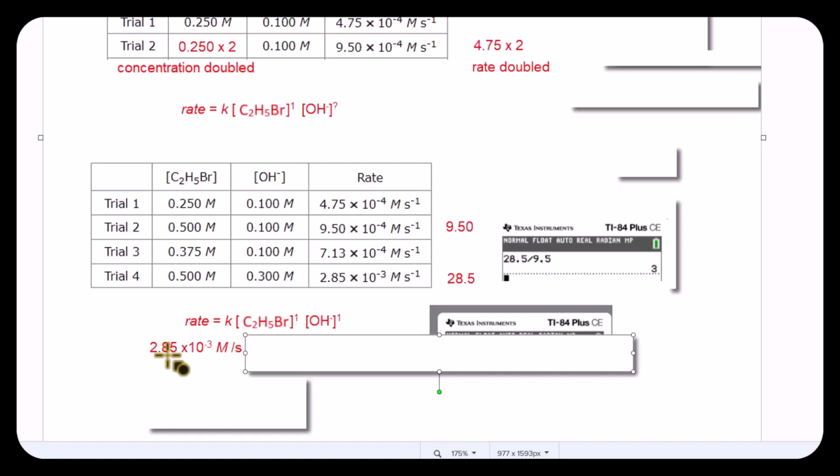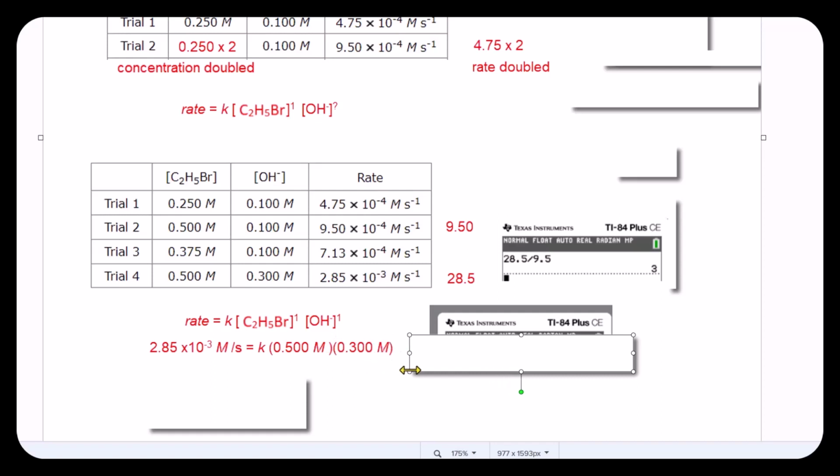When the rate is 2.85 times 10 to the negative 3 molar per second, it's going to be equal to the constant, which is what we're going to look for next, times the concentration of the bromoethane. Well, we know that is 0.5. So I'm going to put a 0.5 here. Molar, so that's its concentration. If we had pressure, we'd be dealing with atmospheres. But this is a liquid at room temp, so we're dealing with molar concentration. And then our hydroxide is 0.3 molar, raised to the first power.